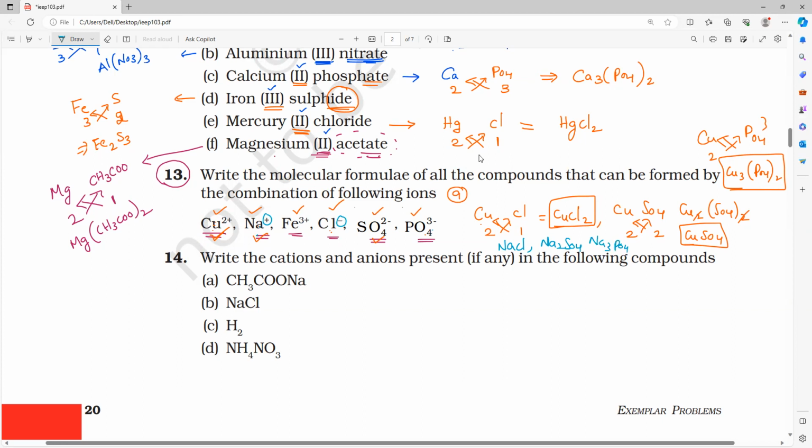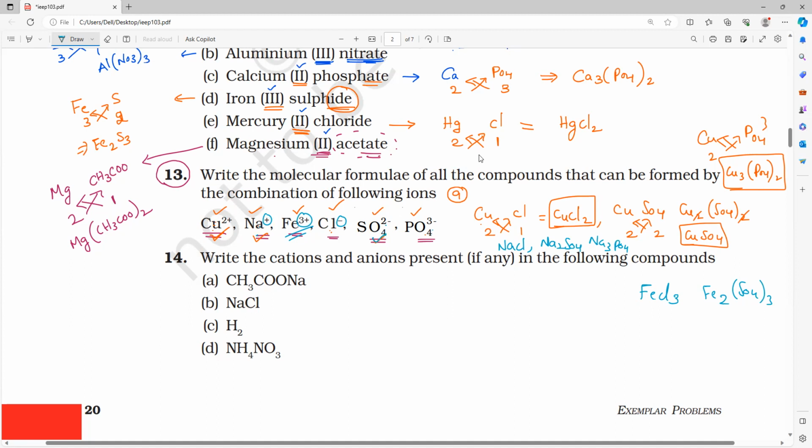Na3PO4, so that is 3 compounds. Next, with iron. Iron chloride. What will happen? FeCl3. Iron sulfate. What is that? Fe2(SO4)3.